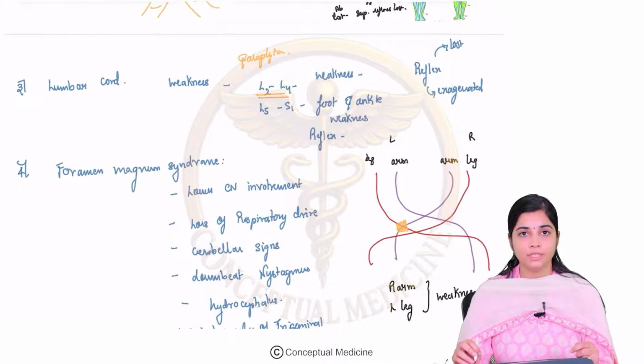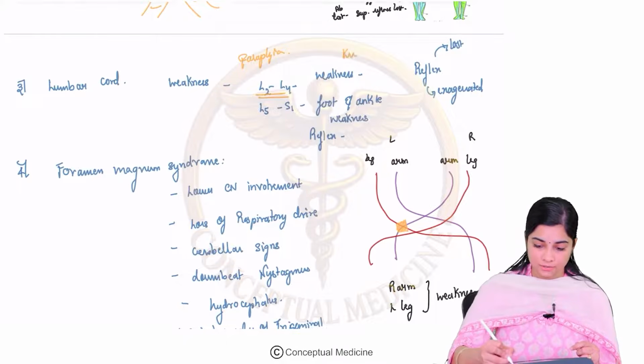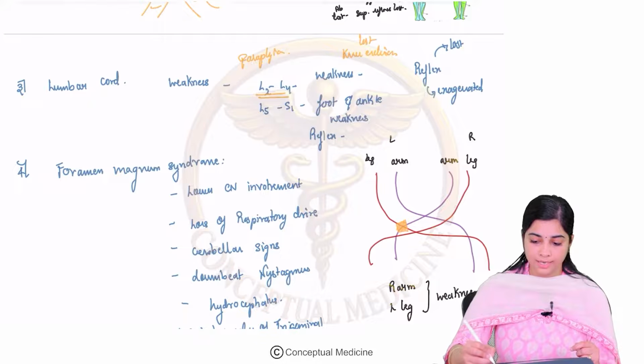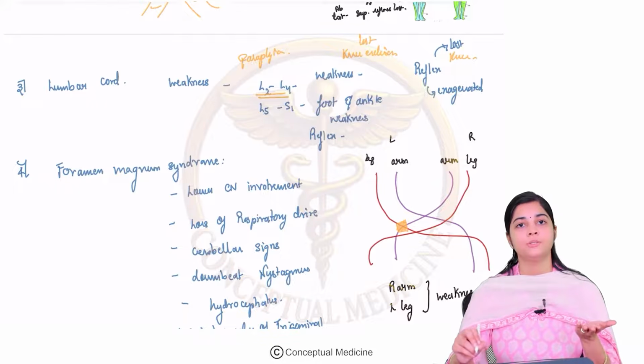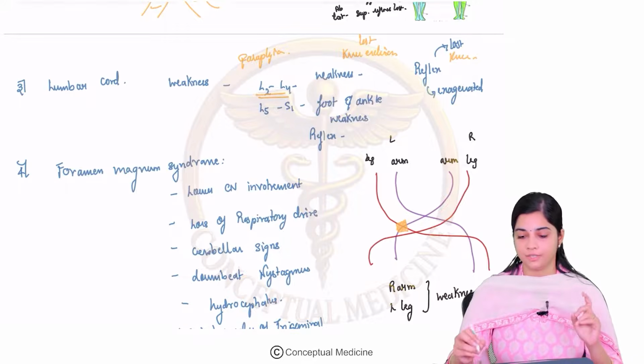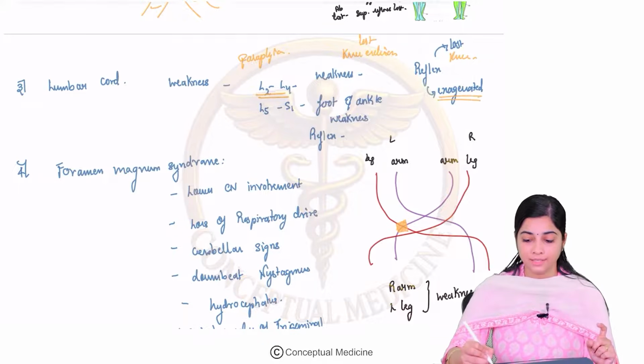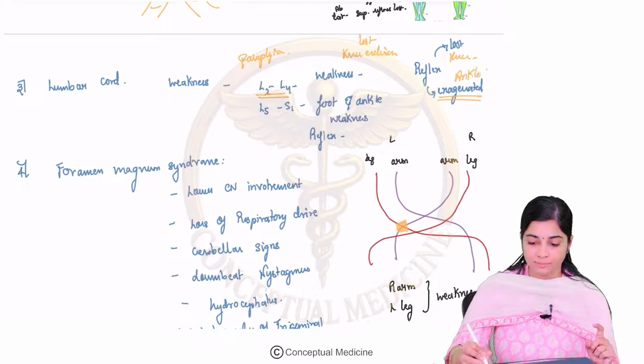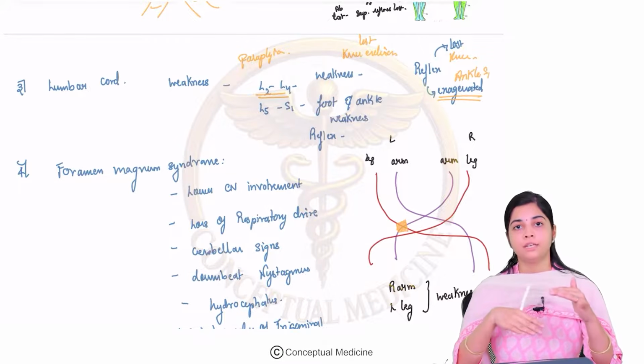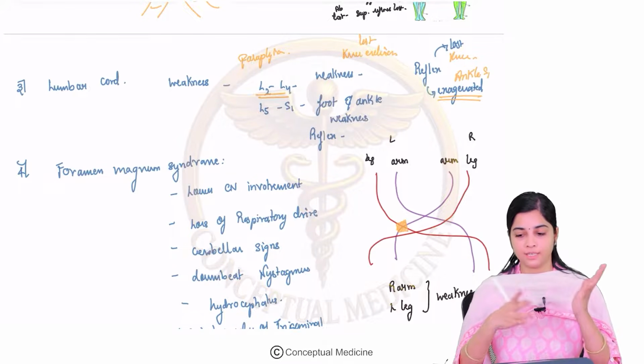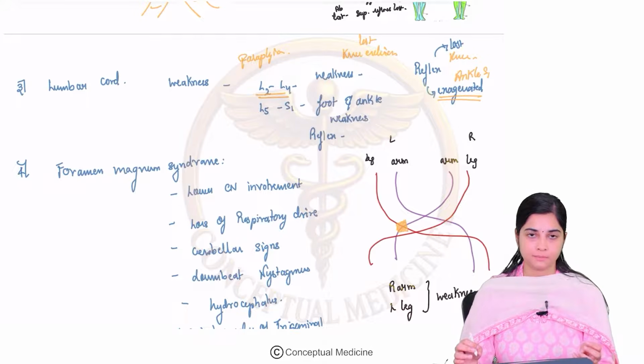The weakness is that knee extension is lost. And which reflex will be lost? Your knee jerk will be lost because it is supplied by L2, L3, L4 at the level of the lesion. Your ankle jerk, which is supplied by S1, which is below the level of your L2, L3, L4 segment, will be exaggerated.